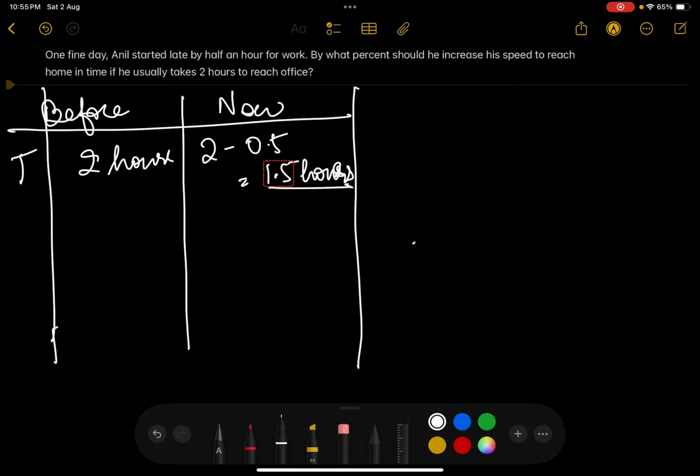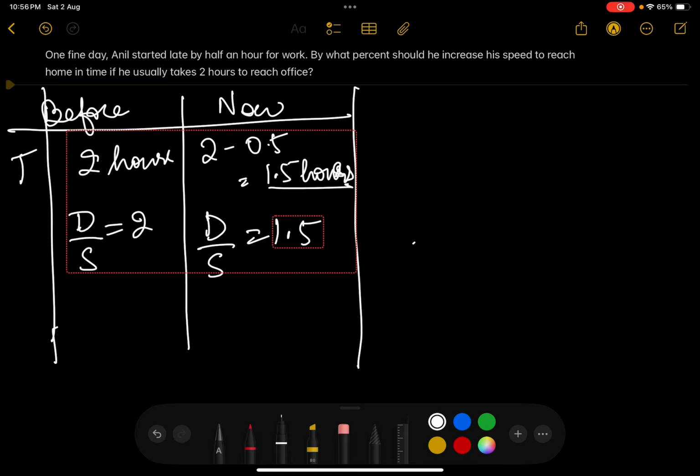Now, apart from that, because we already know the time, we can use distance by speed, and here also distance by speed. Now here, we know that the time is 2. Here we know that the time is 1.5 hours. Now what do we have to find out? Change in the speed, or percentage change in the speed, correct? So we can express everything in terms of s, so that it's easier.